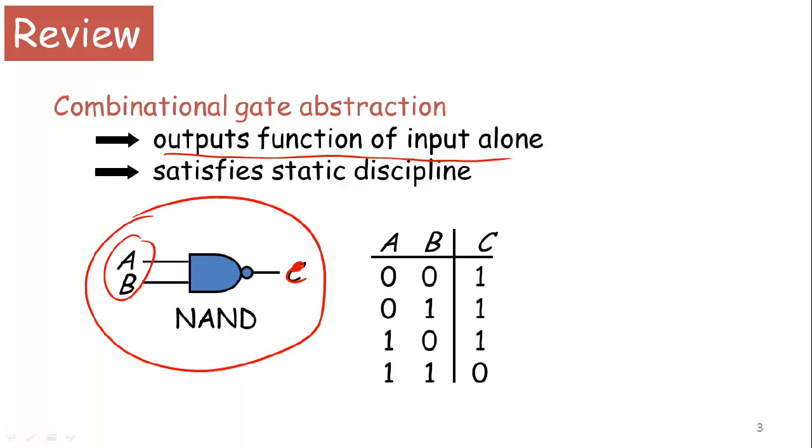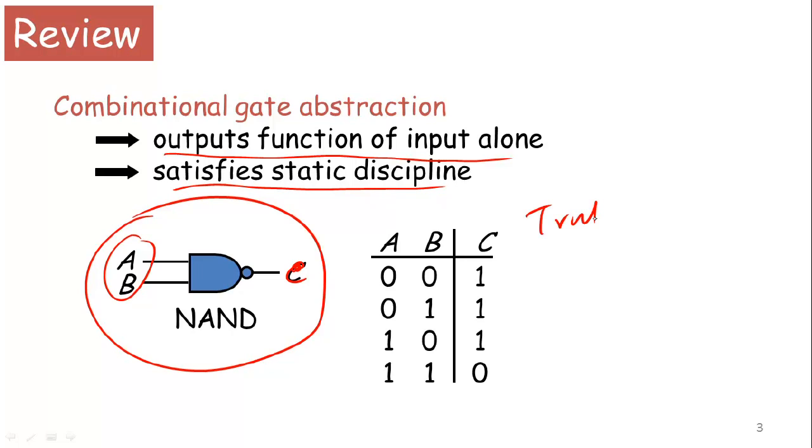Now, this will be distinguished from other devices, such as memory devices, in which the values can be stored inside the devices, and at any given point in time, the inputs alone do not reflect what the output looks like. Second, these gates must satisfy the static discipline.